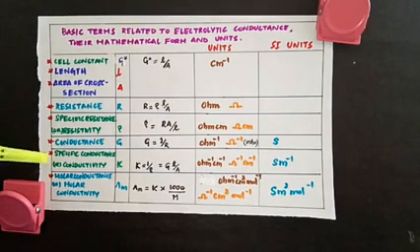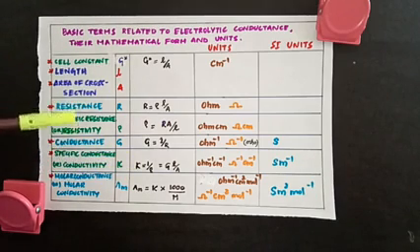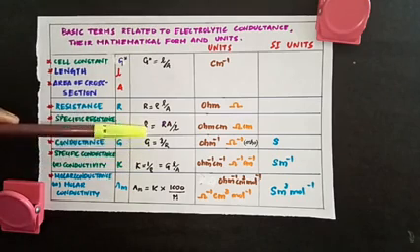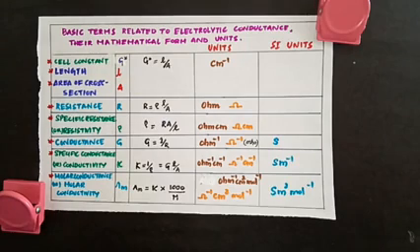The next term is specific conductance or conductivity, which is represented as kappa. Kappa is nothing but the reciprocal of resistivity. See, reciprocal of resistance is conductance, reciprocal of resistivity is conductivity, also called specific conductance. We will see the definition of specific conductance, conductance and molar conductance in the next slide.